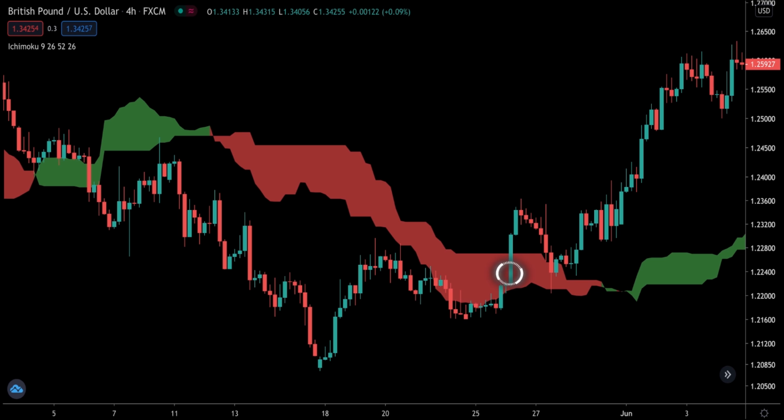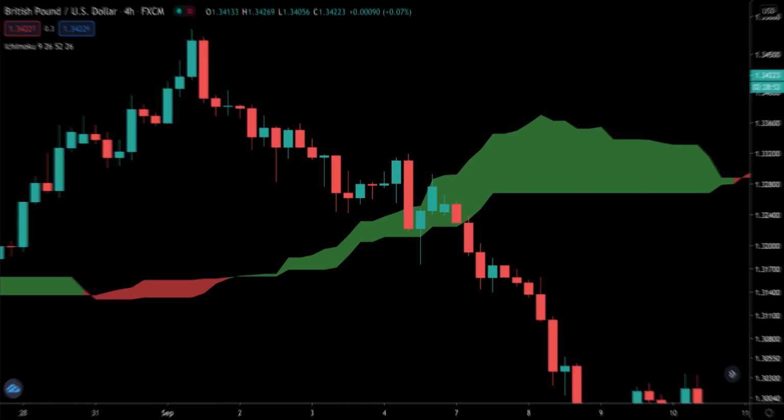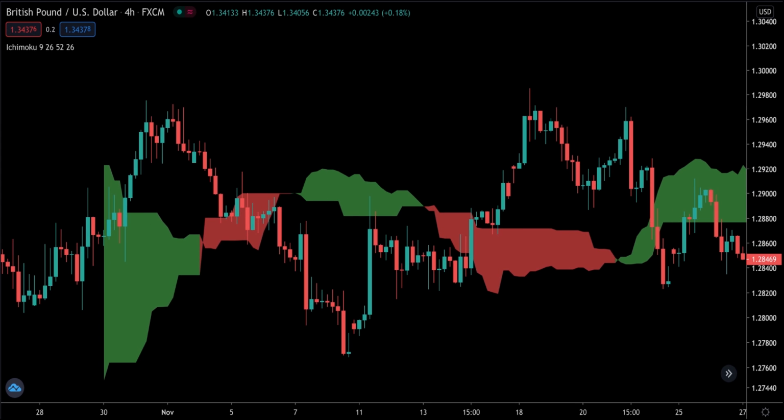In a bullish setup, we want to see price enter the Kumo cloud and break the upper line. In a bearish setup, you want to see price enter the Kumo cloud and break the lower line. Let me show you two examples to help you better visualize this.